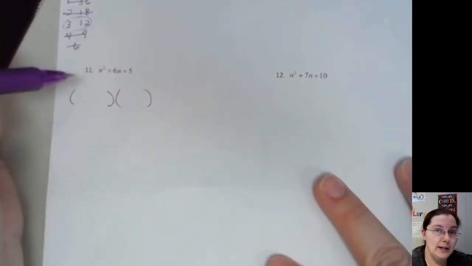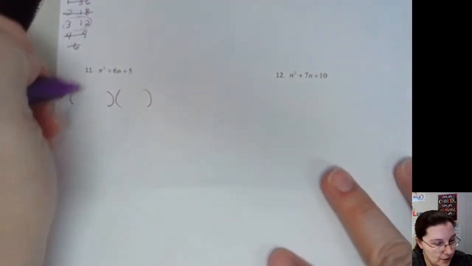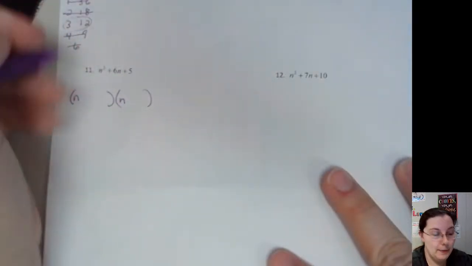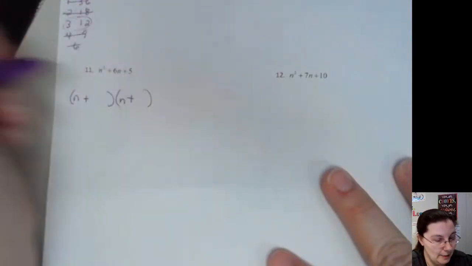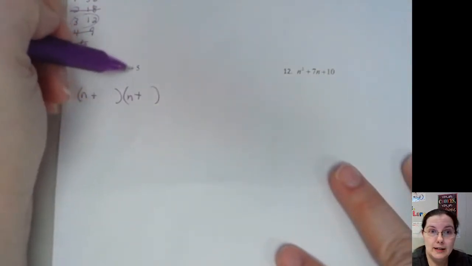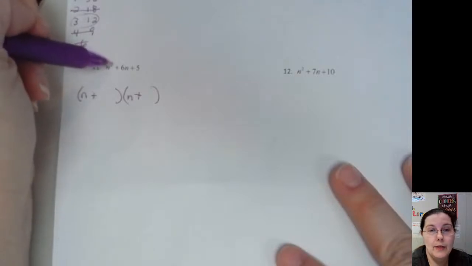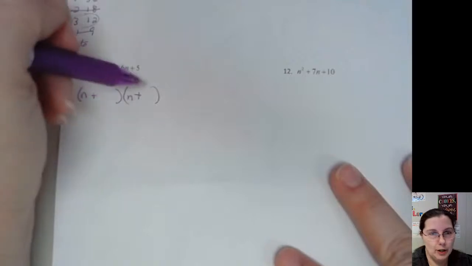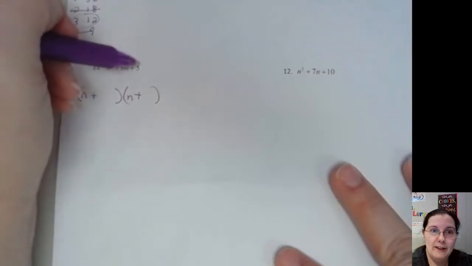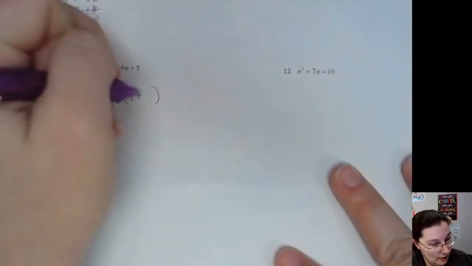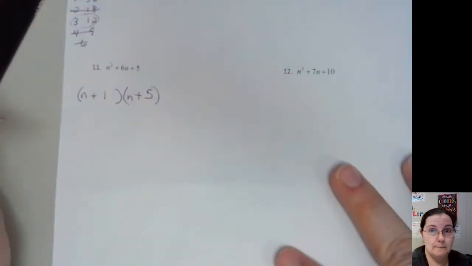All right, looking at number 11, I'm going to go on and split this. Again, we only have one variable here, so this is very simple. Split my n's. I'm going to have n and n. Everything's positive here, so I know I'm going to have all positives. Now, if this had been positive and this had been negative, that's where we might have double negatives. That's a way of knowing if you're going to have double negatives. So now factors of 5, the only options we have are 1 and 5, so I'm going to go ahead and just put those in.